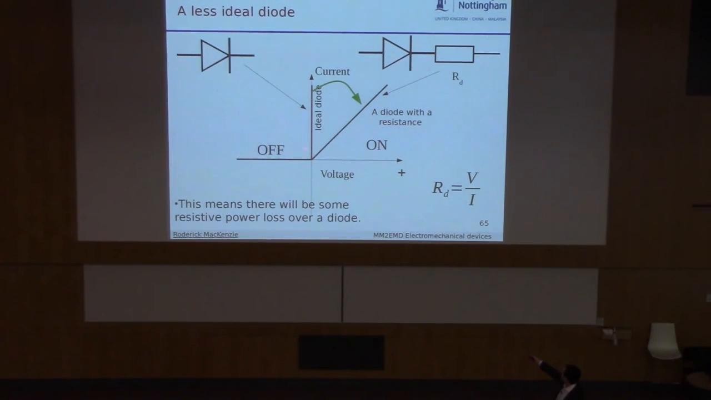So it's either off or it's on. But the slope of this curve, because it's now got some resistance in it, is determined by V equals IR, so the voltage over the current. So this is effectively just the curve of a resistor. That's a less ideal diode curve. What this means is when the diode's on, you're going to dissipate some heat over it. So if you're designing really big chunky power supplies to supply lots of current and voltage, you'll probably also want heat sinks on your diodes.